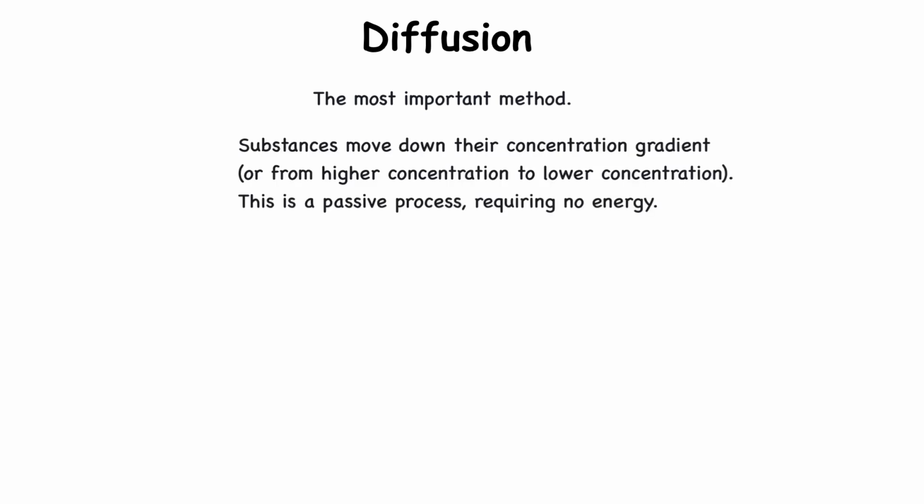Diffusion is the most important method. In diffusion, substances move down their concentration gradient, or we can also say they move with the concentration gradient from higher concentration to lower concentration. If you remember from past lectures, diffusion is a passive process, which means it requires no energy. In diffusion, oxygen and nutrients are going to move from the blood, those capillary area, to the interstitial fluid, and eventually it will be taken up by the cells of the body.